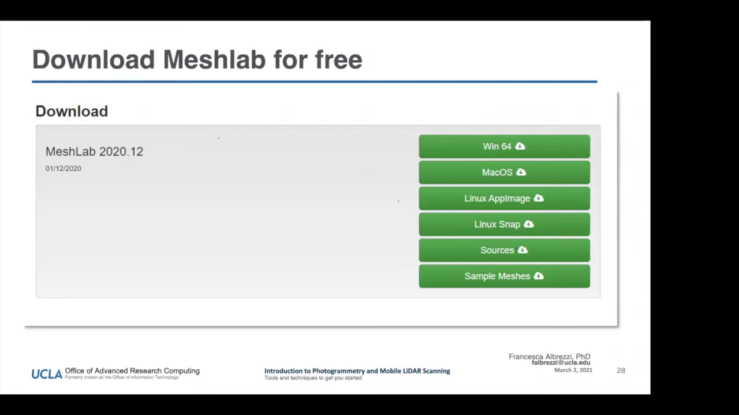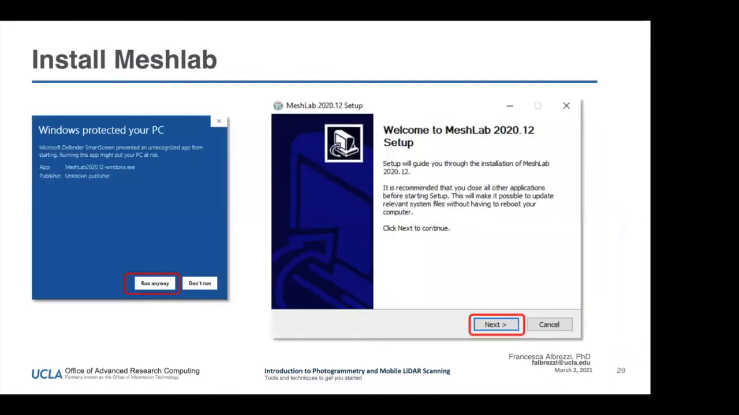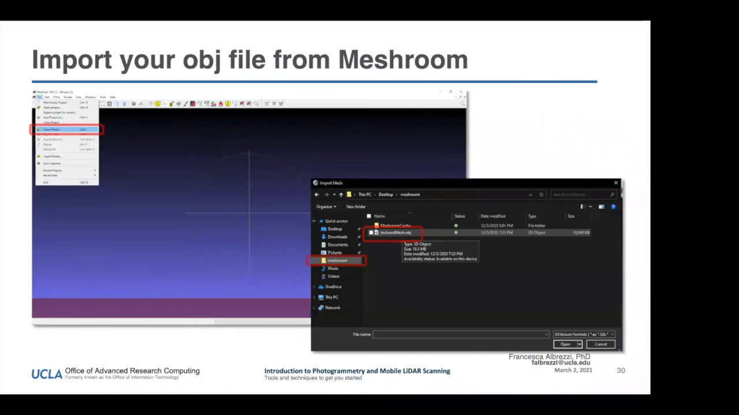And you may run into warnings again about downloading and running MeshLab, but it's perfectly safe. This is not unusual for open source software. It's safe, and you will want to install it and run it. So just click through the prompts as you would usually do when you're installing a new application. So to get started, you will want to go to File and then Import Mesh and load in your object file from Meshroom that you just exported.